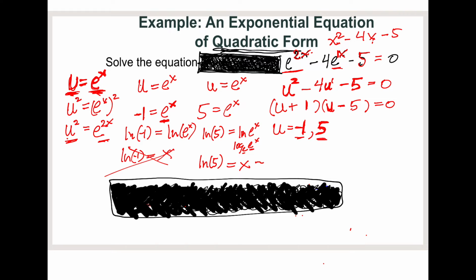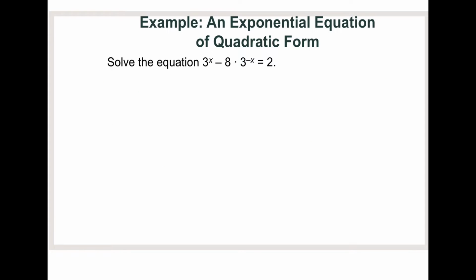If they want a decimal approximation, then we just type it into our calculator, and we see that the ln of 5 is approximately 1.609. Either one of those works: this is an exact answer, and this is a rounded, so therefore approximate, solution. That one was kind of tricky, so I wanted to work another one that's like that. This one's even a little more obscure, harder to recognize.